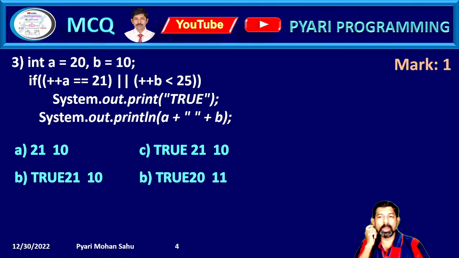Roshan Patra, are you from MAV school? So now everyone got B. B is your 21 and 10. But C is also there, 21 and 10.